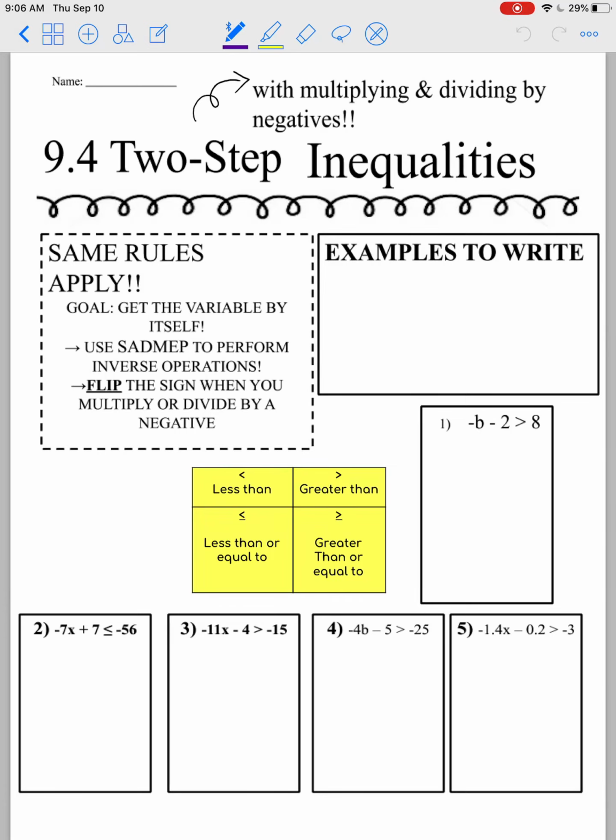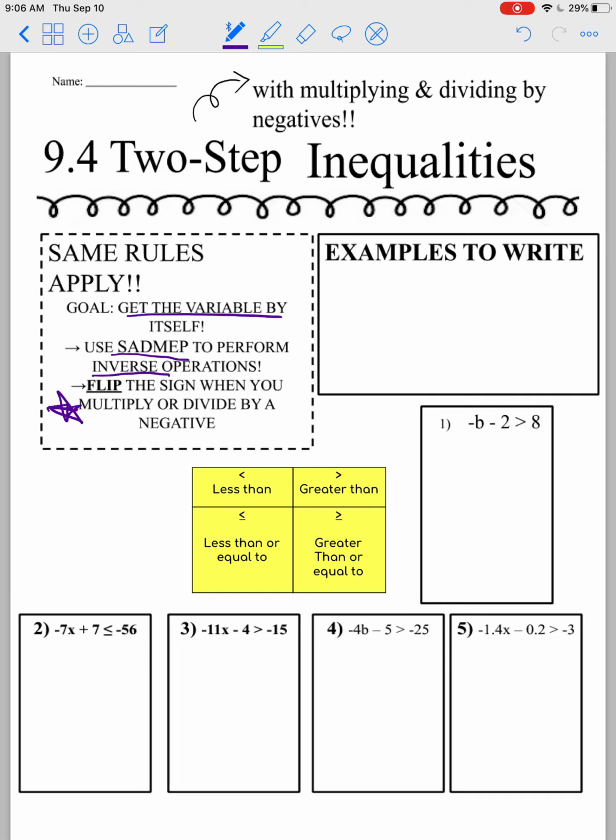Hey folks, today we're going to talk about two-step inequalities with negatives. All right, so multiplying and dividing two-step inequalities with negatives. It's just like what we did the other day, one more step. Remember, the whole goal is to get the variable by itself. You can do that through SADMAP and the inverse operations.